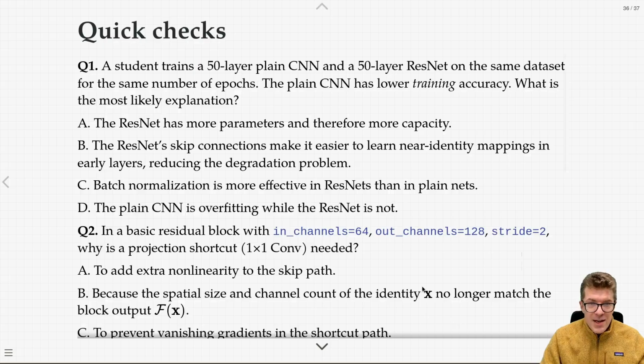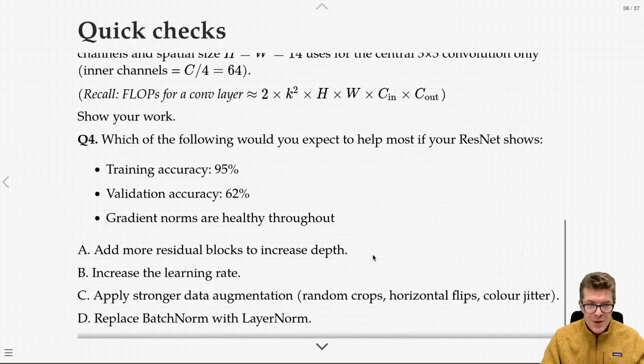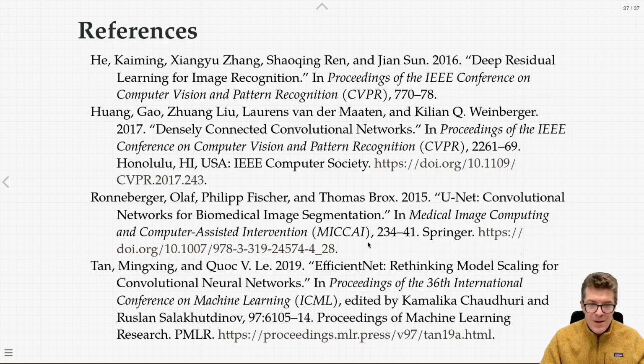Just quick checks, as usual. Here are your quick checks for you to answer some fairly easy questions, mostly. And here are some references for today.